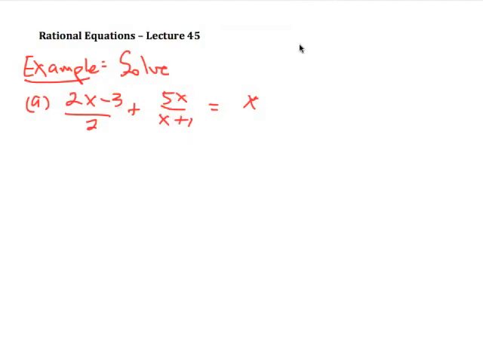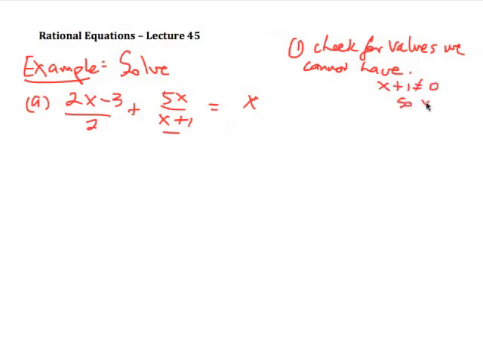Now the first thing to note, number one, check for values we cannot have. Because whenever we're dividing by things, there are things that could pop up as 0, and we can't have that. And notice that this one here has x plus 1, and we can't have this be 0. So x plus 1 can't be 0, so in fact x cannot be equal to negative 1. We need to keep that in mind as we look for the solution in case that solution comes up. It can't really be a solution, so it won't be a solution.